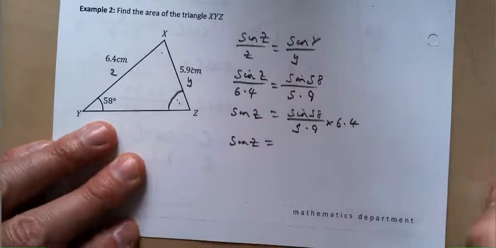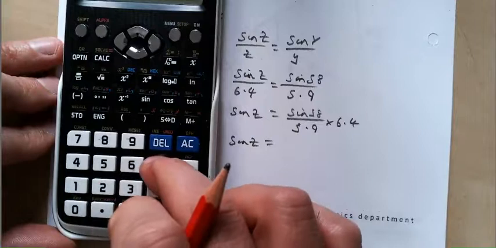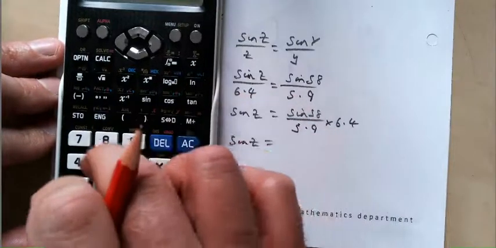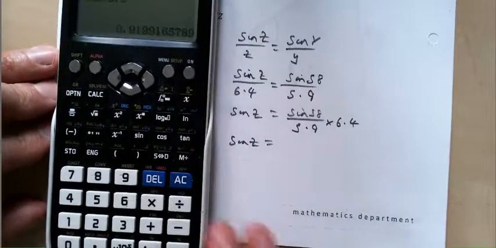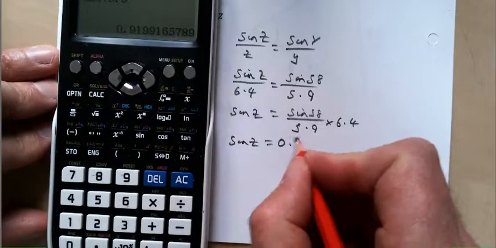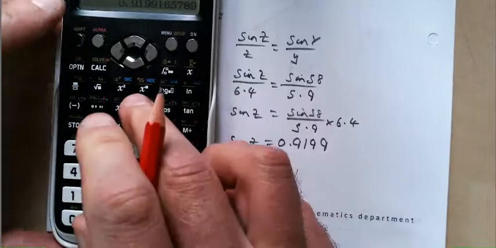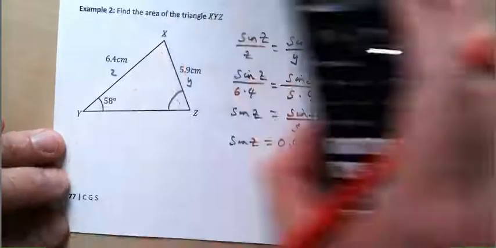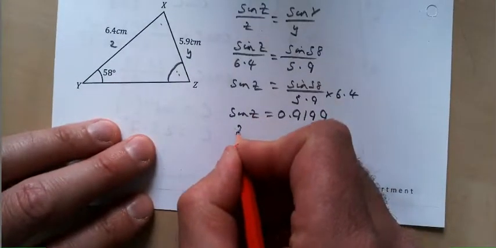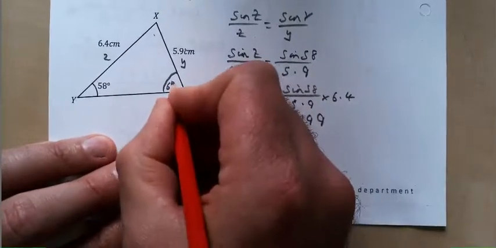Sine Z equals, so we're going to go for 6.4 multiplied by sine 58. I'm going to hit equals on that, and then I'm going to divide that by 5.9. This was different from how I did it last time when I was using the sine rule, but that's okay. So sine Z is now 0.9199, and then I'm going to do sine to the minus 1, and it gives me 66.9 degrees. So that means Z is 66.9 degrees.